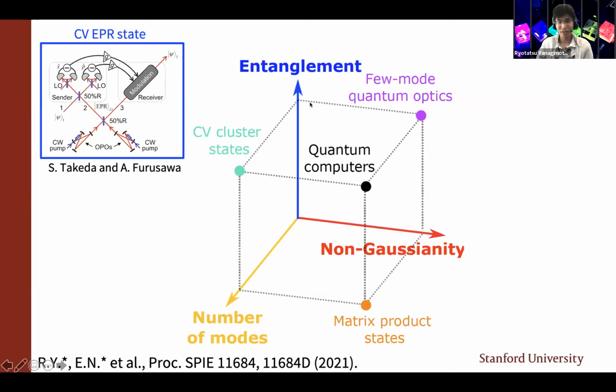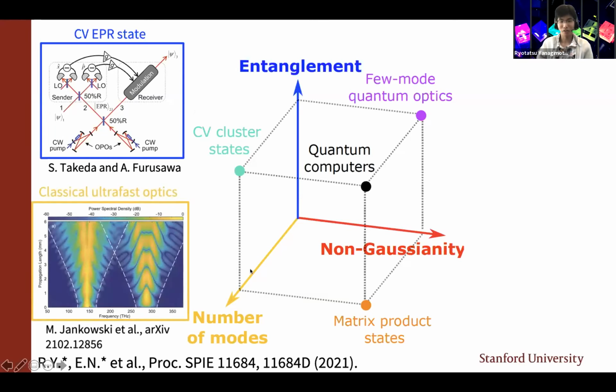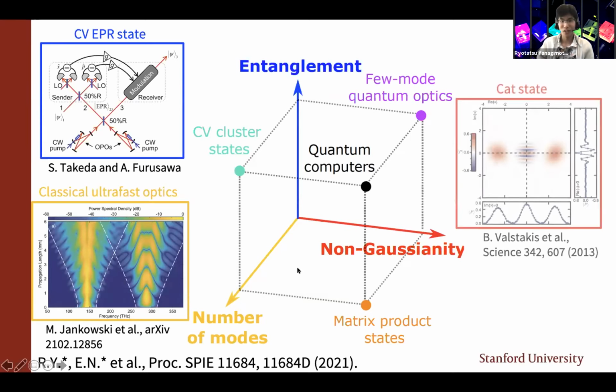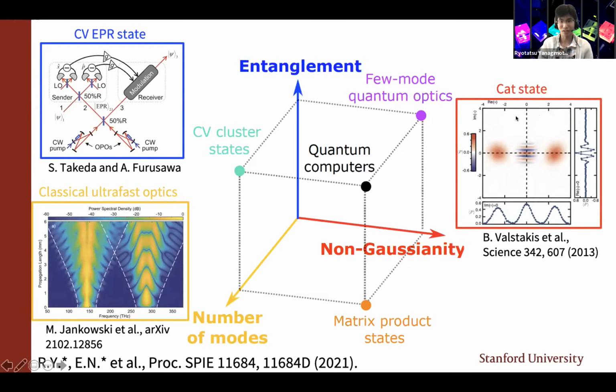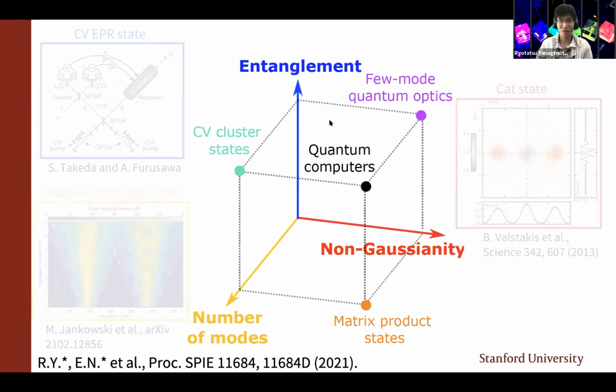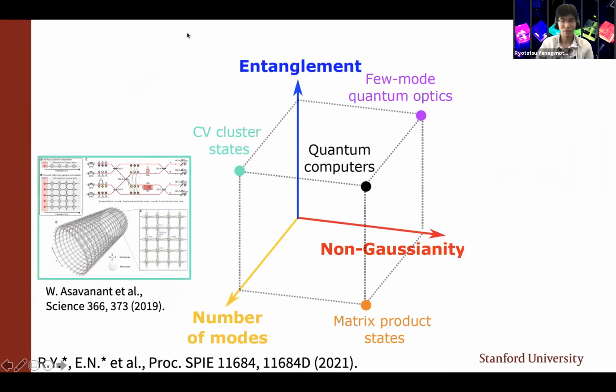So when we only have entanglement without the number of modes or the non-Gaussianity, let's say a continuous variable EPR state, or when we have a lot of modes but not much quantumness, then we have classical ultrafast optics. And when we don't have a lot of modes, then it's just a single mode simulation, like a cat state. But we can go a little bit further, right? As long as we give up on one of the components, the simulation is still feasible.